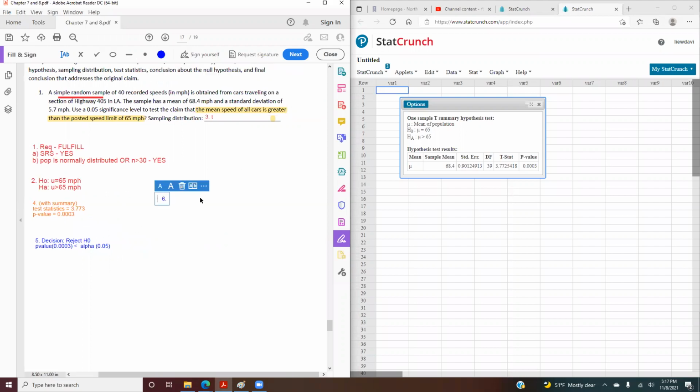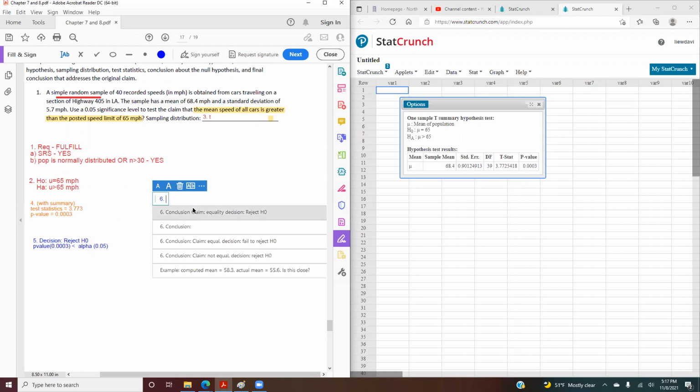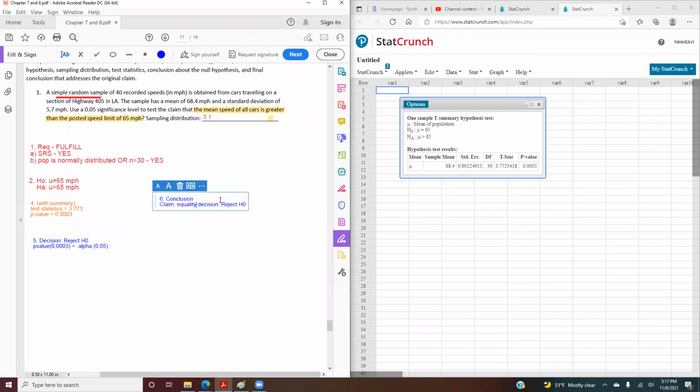The last thing we're going to talk about is the conclusion. Does your claim have equality or no equality? It does not have equality because of the word greater. Yep. Every time, that's why I want you to highlight the claim statement, because that is the determinant of what you pick here. Since the claim uses greater than, it's not the equal sign. And the decision you use is reject H0 from number 5 here.